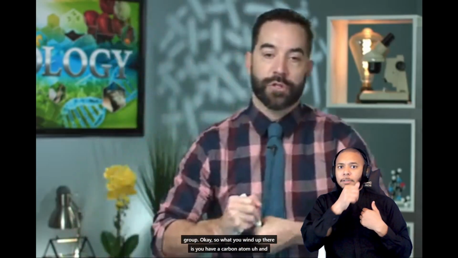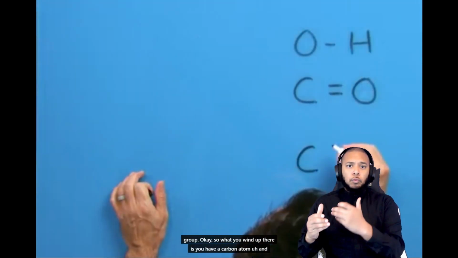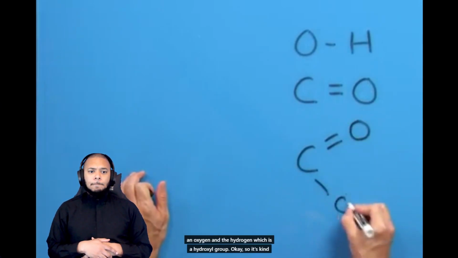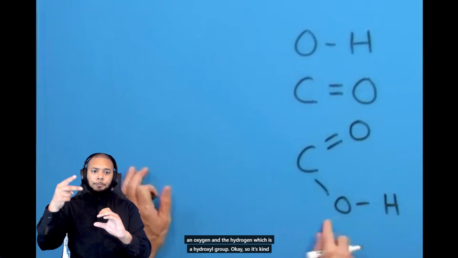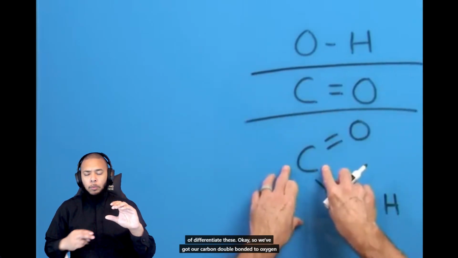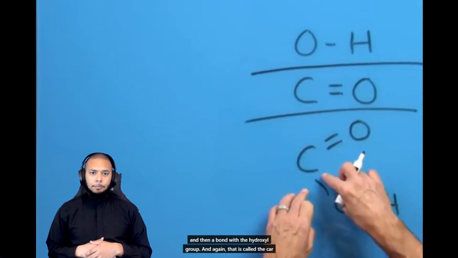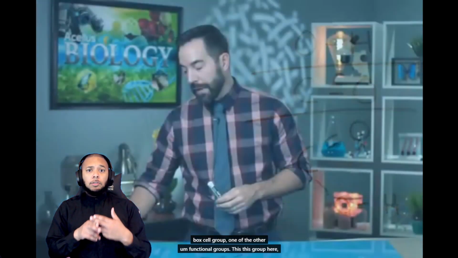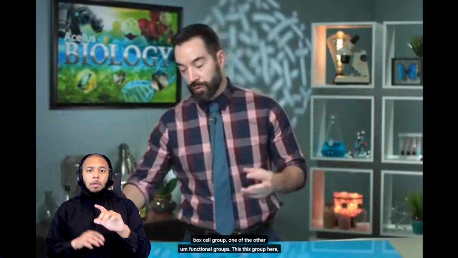The next group I want to take a look at is the carboxyl group. Okay, the carboxyl group is a carbon which is double bonded to an oxygen, so it's similar to this, but it is also bonded to a hydroxyl group. So what you wind up with there is a carbon atom that is double bonded to an oxygen, and it also has a bond with an oxygen and a hydrogen, which is a hydroxyl group. Okay, so we'll kind of differentiate these. We've got our carbon double bonded to oxygen, and then a bond with the hydroxyl group. And again, that is called the carboxyl group, one of the other functional groups.